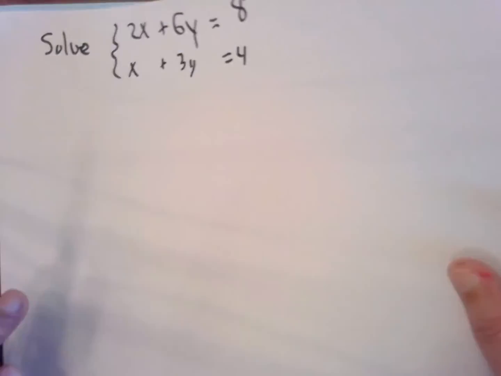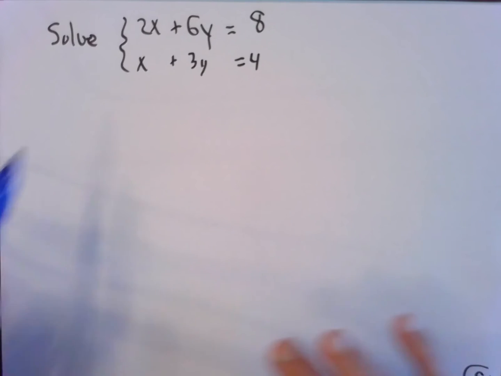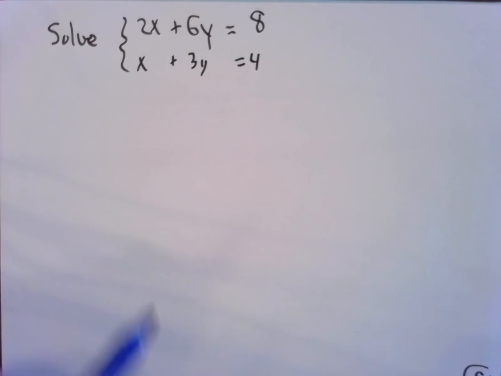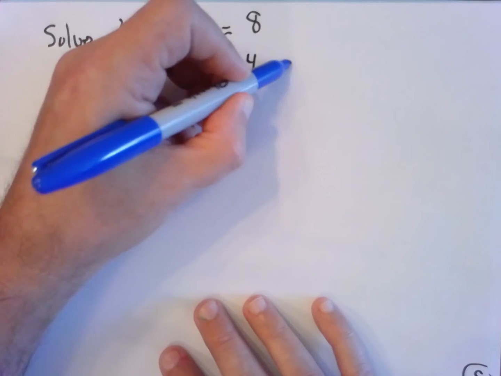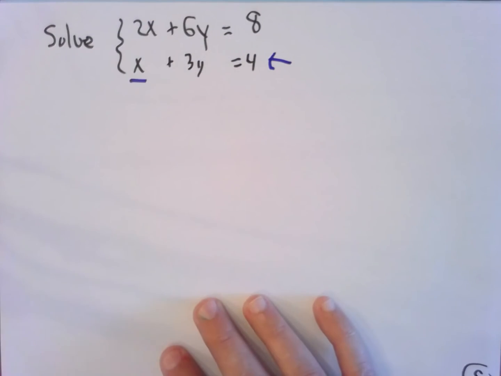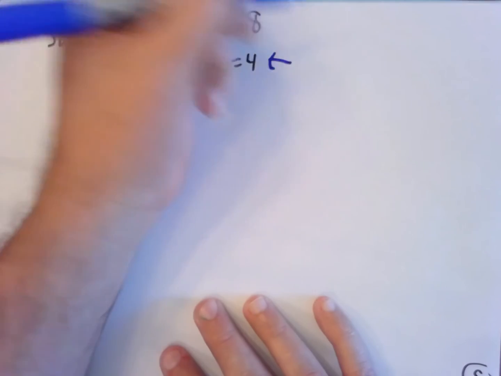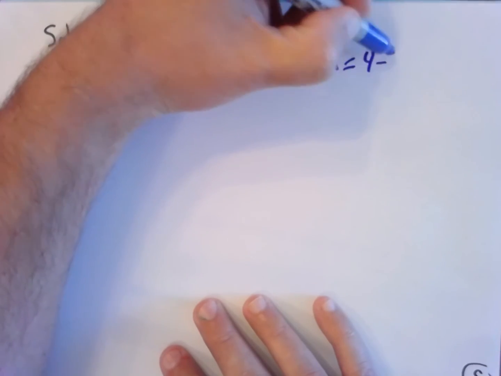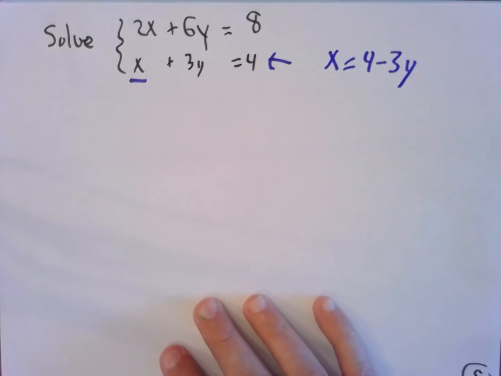Okay, let's do one more just for fun. Okay, let's solve this using substitution. So I kind of want to avoid all those fractions, all the awful stuff we had in the last video. So let's solve equation 2 for x, then we won't have any fractions. So equation 2 will become x equals 4 minus 3y.